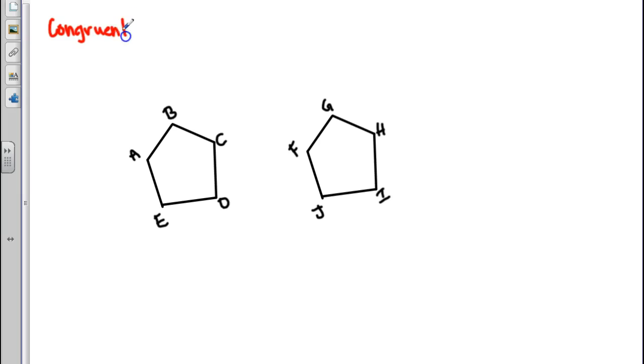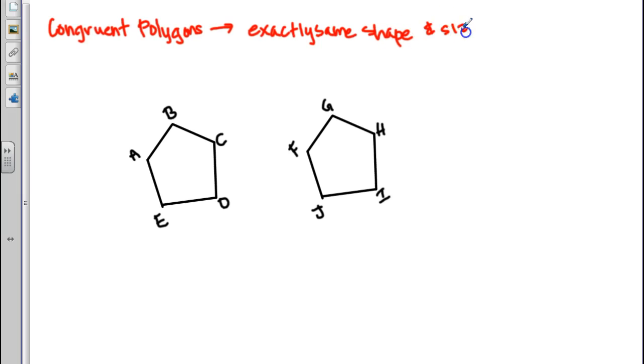Congruent shapes, or polygons, have exactly the same shape and size. So exactly the same shape and size means they will have the same angle measures and the same side lengths. Everything will be the same. So each part will have the same measure.